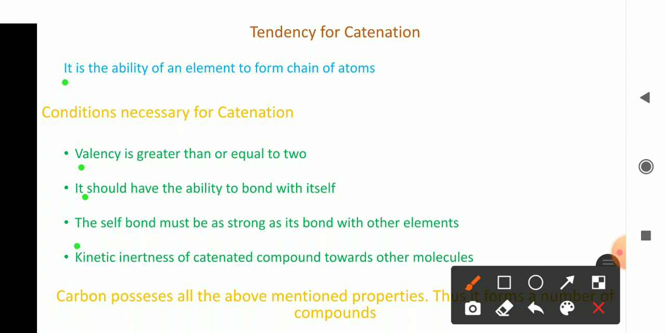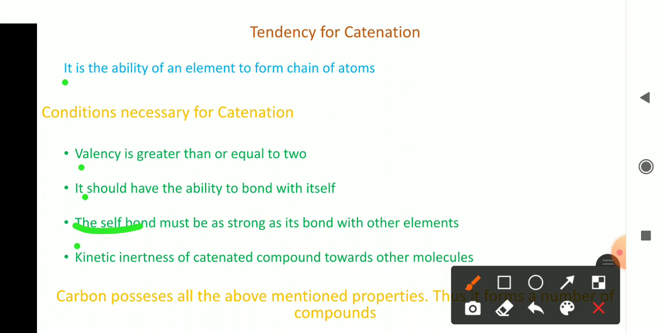Then come to property number 3. What is given here? The self bond must be strong. Self bond means that if a carbon is bonding with another carbon, that is called self bonding. That self bonding should be as strong as its bonds with other atoms. The strength of the C single bond C must be equal to the C single bond H. If an atom forms a bond with the same atom, the strength of that bond must be equal to that when the same atom forms a bond with any other atom. So that is property number 3: the self bond must be as strong as its bond with other elements.